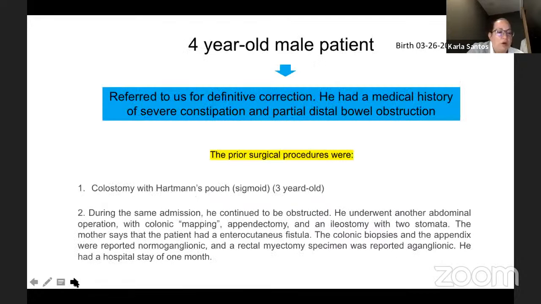Good morning. Today, I will present the case of a boy who is currently 4 years old, who was referred to us for definitive correction. He has a past medical history of severe constipation and partial distal bowel obstruction. The prior surgical procedures were: 1, colostomy with Hartmann pouch.